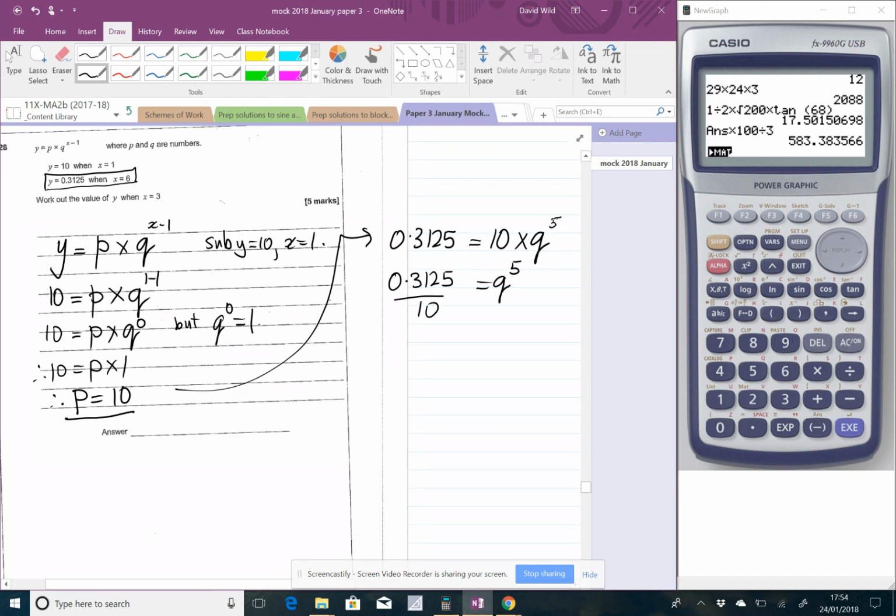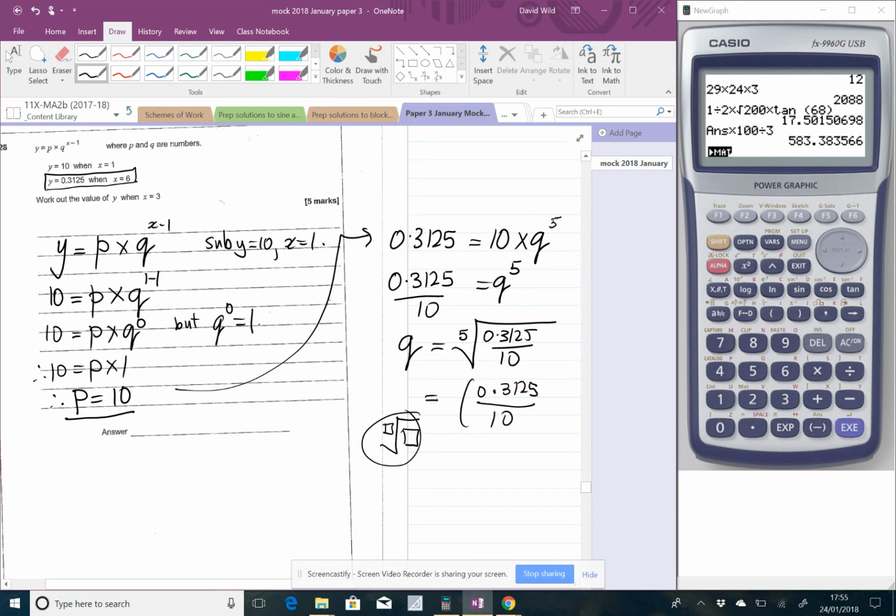And then to find q, I'm going to find the fifth root of this. So q is the fifth root of 0.3125 over 10. Now, on your calculators, you've got a button that looks like the fifth root. I don't have this on this calculator, so I'm going to use the laws of indices. Now, if you remember what the laws of indices says, the fifth root is raising to the power 1/5.